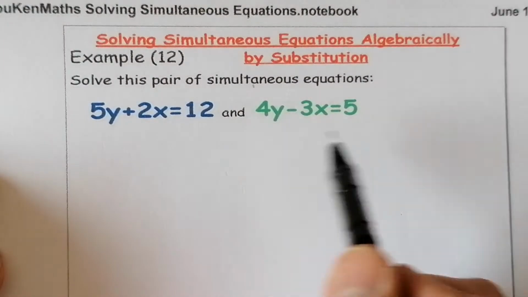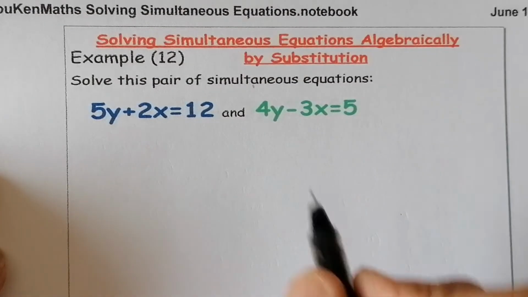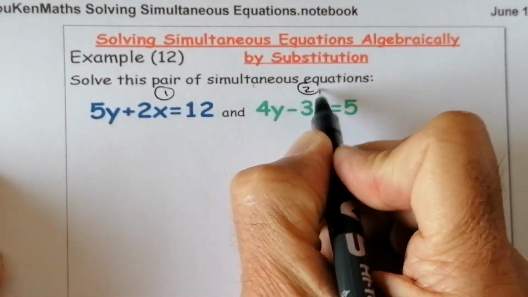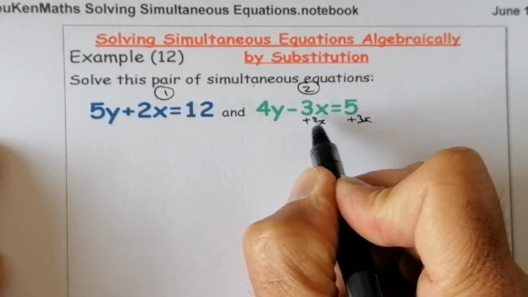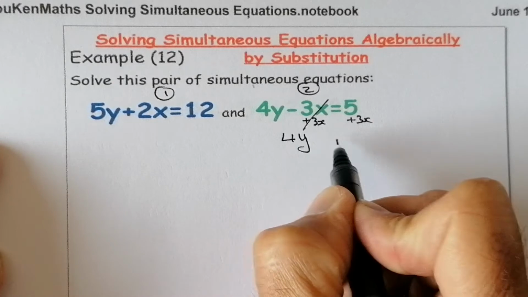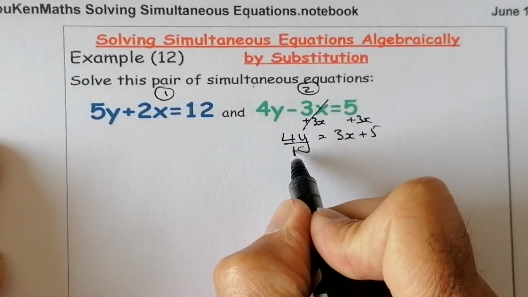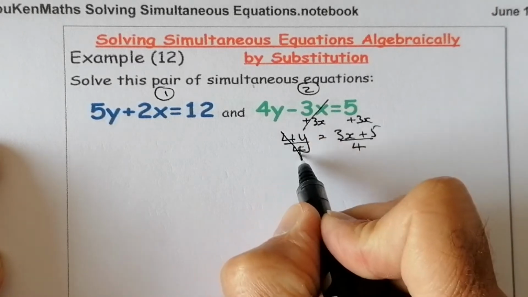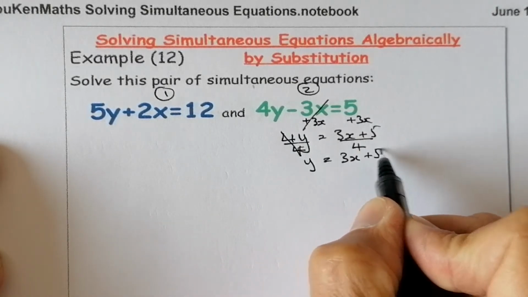Right, so get one of the equations into a y equals format. So I'm just going to pick on the second equation all the time. Equation 1, equation 2. Add 3x on, add 3x on. That eliminates that part, so I've got 4y is equal to 3x plus 5. I'll then divide everything by 4. The reason why I'm dividing by 4 is that it eliminates that, leaves me with y equals 3x plus 5 all over 4.